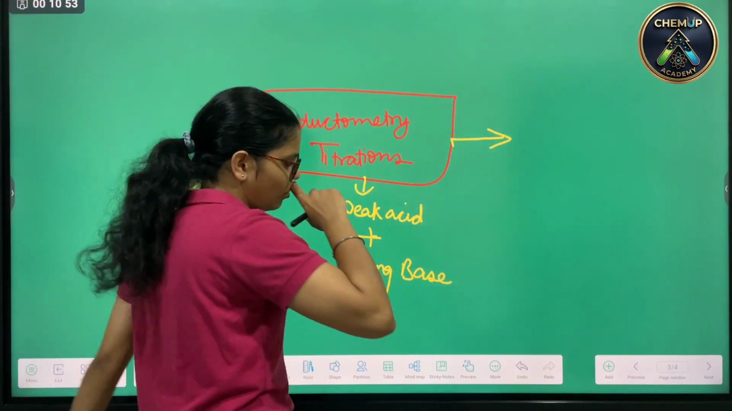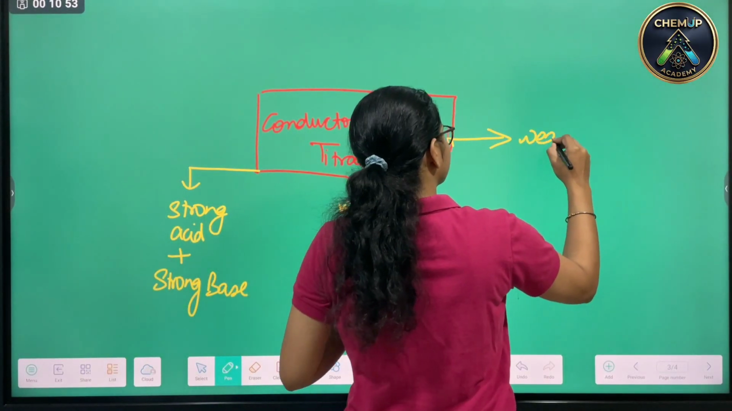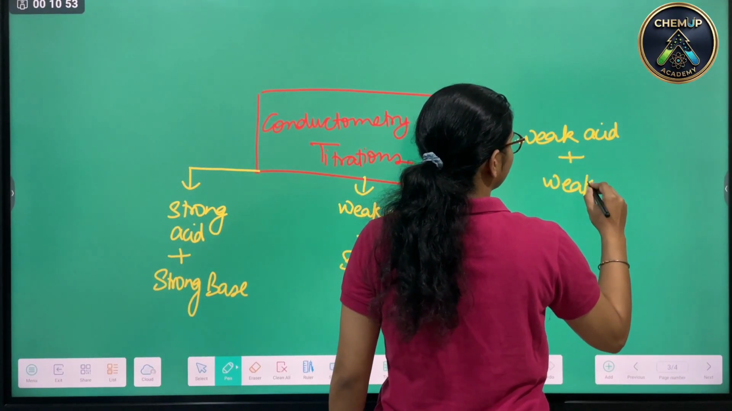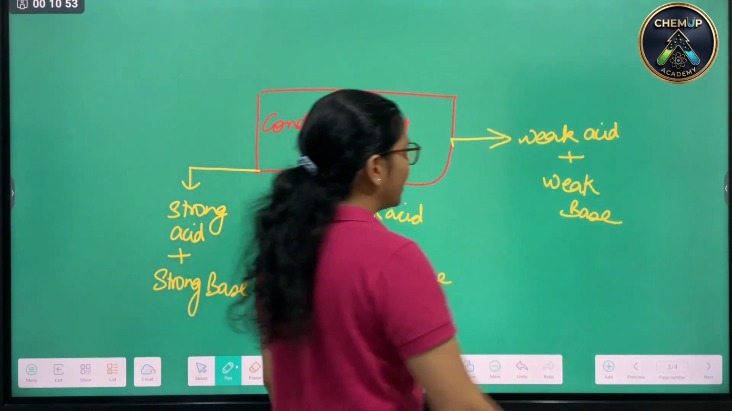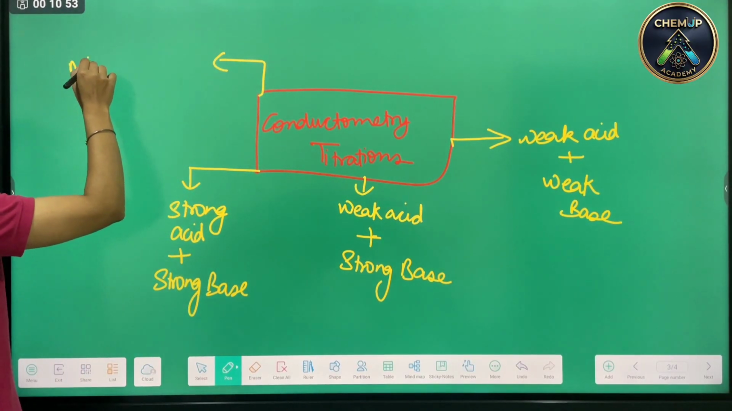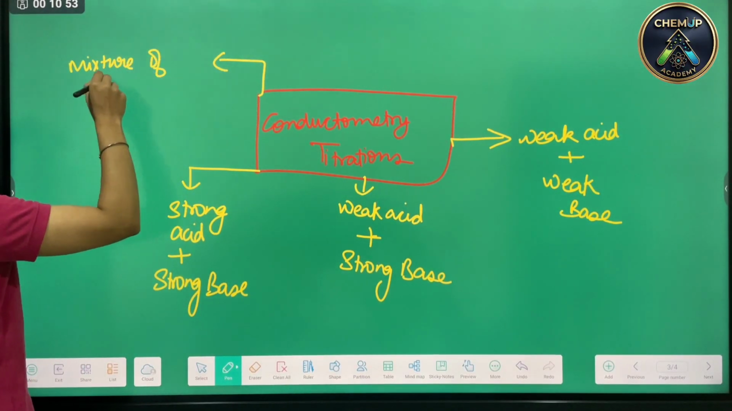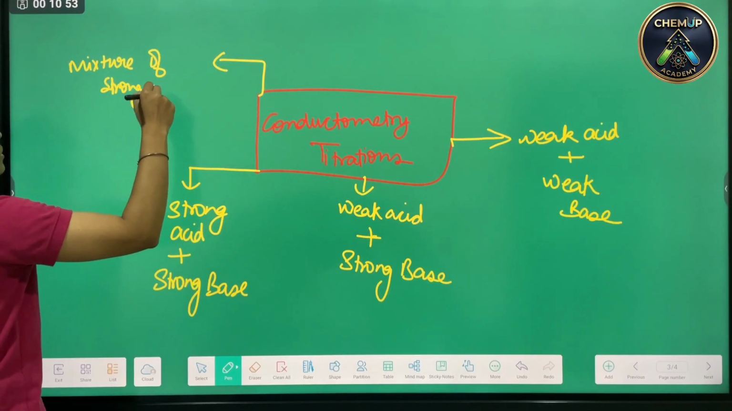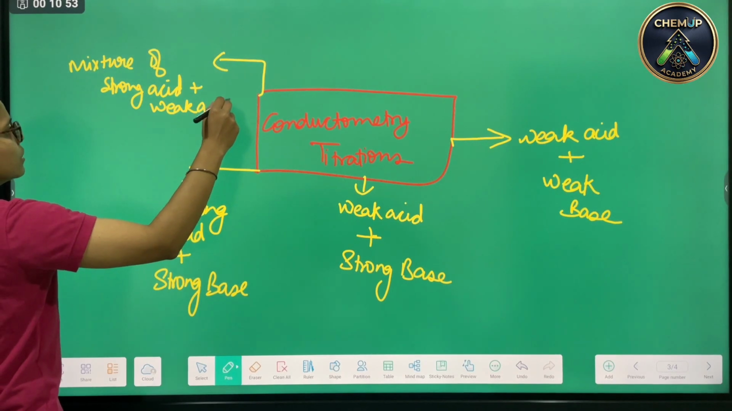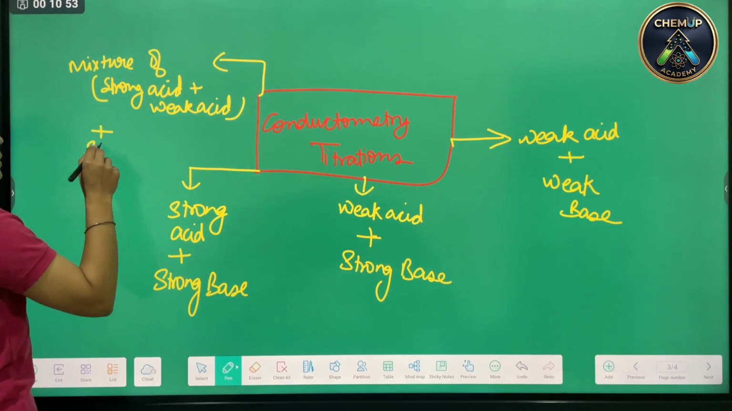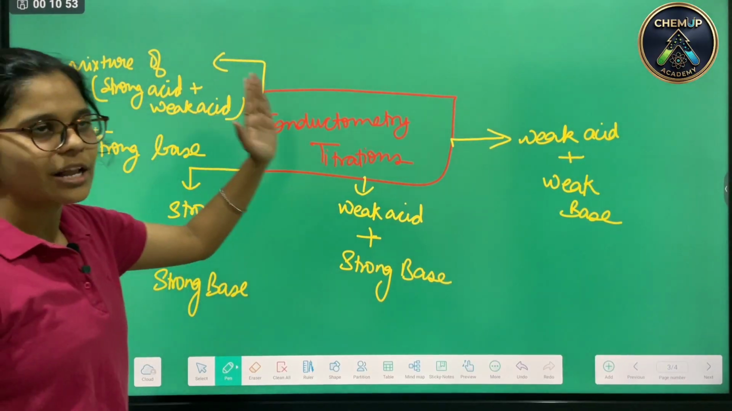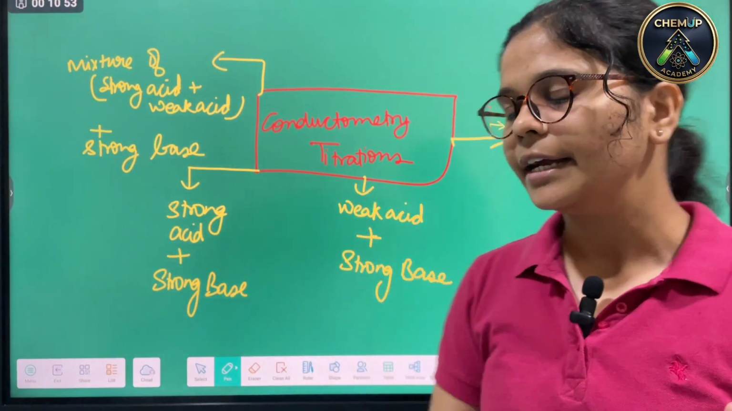Another case shall be weak acid, weak base. And the 4th case that we can consider is mixture of strong acid plus weak acid, strong base. These are the 4 cases that we shall be talking about in the conductometry titrations.